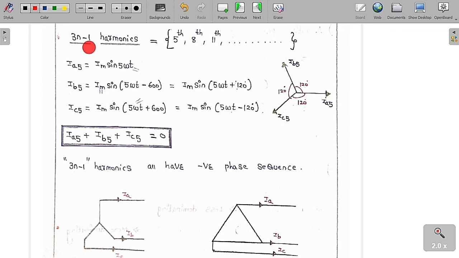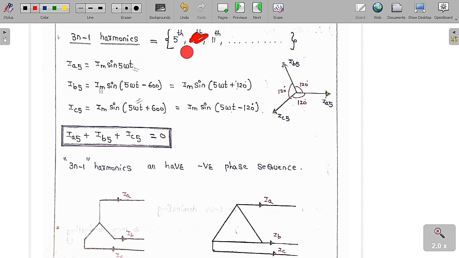So now we will see what is the nature of the 3n minus 1 harmonics. So for 3n minus 1 harmonics, substitute n is equal to 1, you can just take the odd values. If we substitute n is equal to 2, we are going to get 5. So like that, you substitute n is equal to 1, 2 and so on. Only take the odd harmonics, not the even harmonics. Then, as I have already told you, I am going to assume the original phase sequence ABC in the clockwise direction: Ia is equal to Im sin omega t, Ib is equal to Im sin (omega t minus 120) and Ic is equal to Im sin (omega t plus 120).